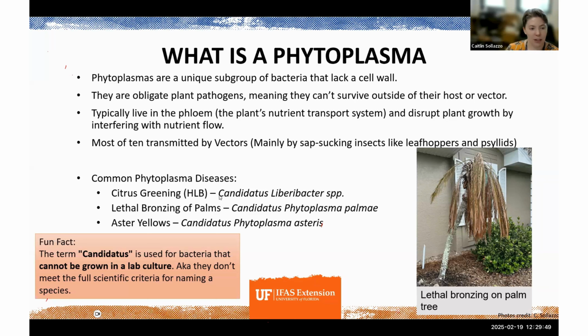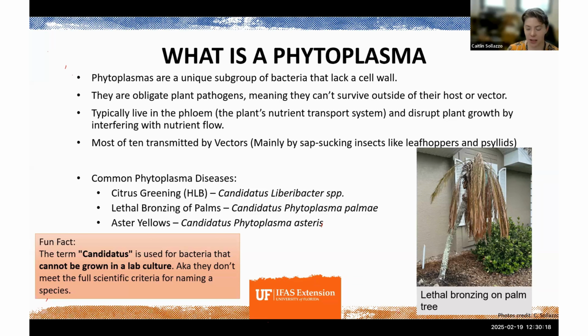If you ever see Candidatus something or another, this is the genus, this is the species. Candidatus just means it's a phytoplasma or a bacteria that cannot be cultured out or isolated. And that makes it really hard for science. That's one of the big issues when it comes to finding a control for citrus greening: it's really hard to reproduce and to culture out the pathogens so that you can study it.